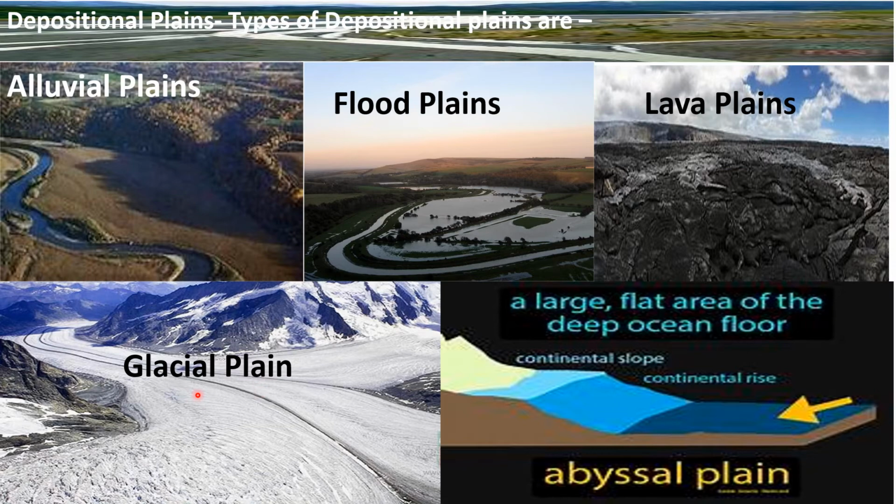Glacial plain. So these plains are formed by the movement of glaciers over land under the force of gravity. Glaciers are what? A thick mass of ice which comes down or slips down when there is gravity. Gravity means slope of the land is there. Then abyssal plain. These are flat or very gently sloping areas in deep sea basin.